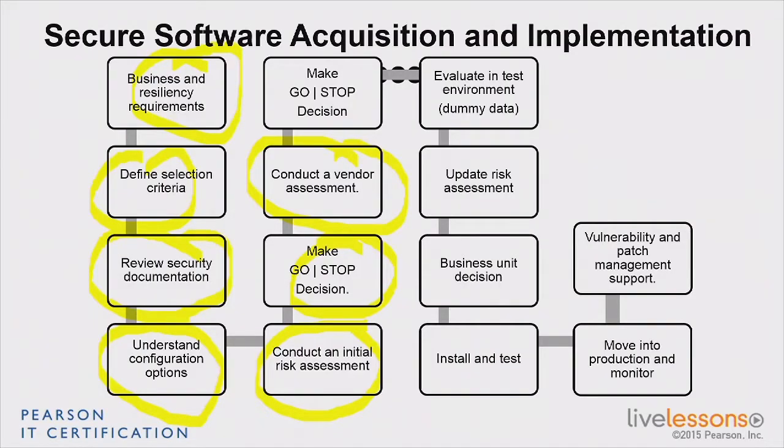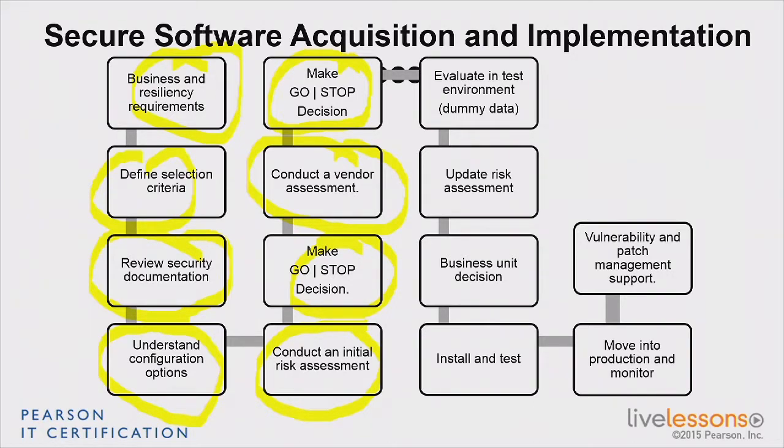But if it turns out that the vendor is actually going to be coming into your network to support it, there's certainly a whole other avenue of due diligence to be done. And if it's going to be a cloud-based application, now we've got yet another type of due diligence that needs to be done. So you need to do a vendor assessment, depending upon the type, the use, the performance, and the vendor of the software. Once again, we're at a go-stop decision depending on the results of the vendor assessment.